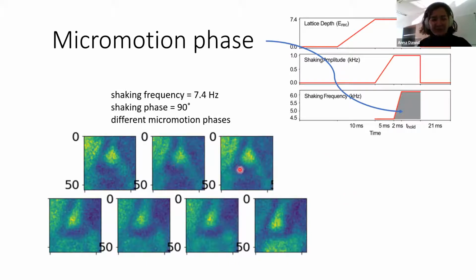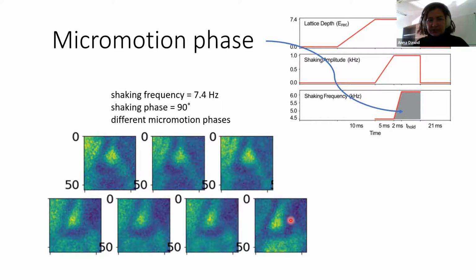So, for example, these are 7 time of flight images done for the same shaking frequency and shaking phase, which are the 2 parameters determining the phase diagram of the Haldane model. But they have different micromotion phases coming from the shaking, and as you see, you have a little bit different rotation. It can be viewed a little bit as a rotation of the picture. So this would be the intuition.